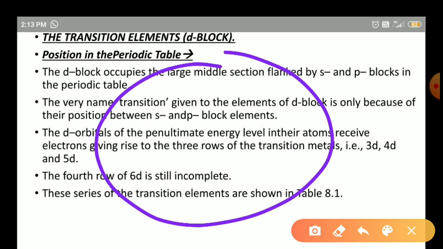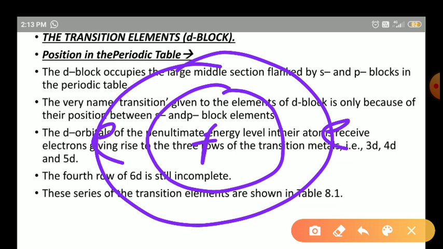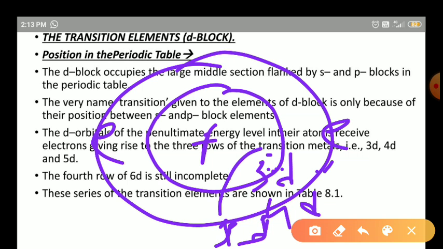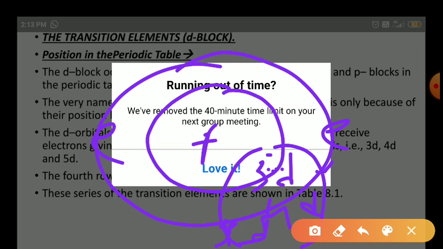So these are the valence electrons, and the inner shell of the valence electrons, 3d or maybe 4d or maybe 5d, we call the penultimate shell.